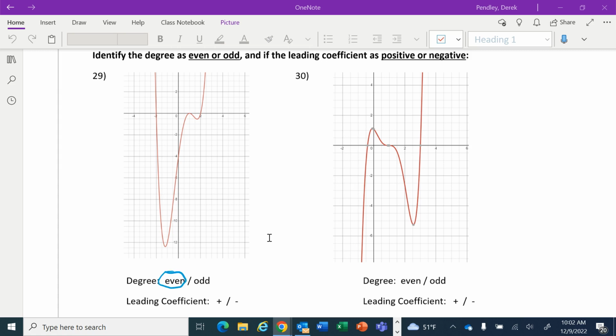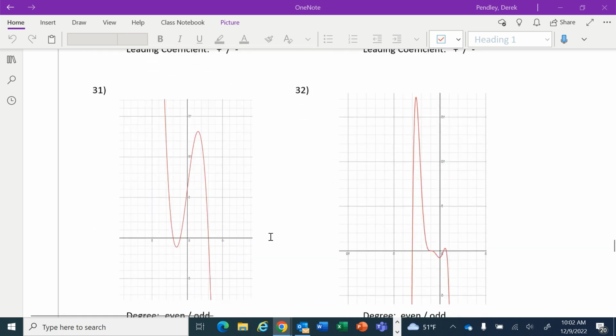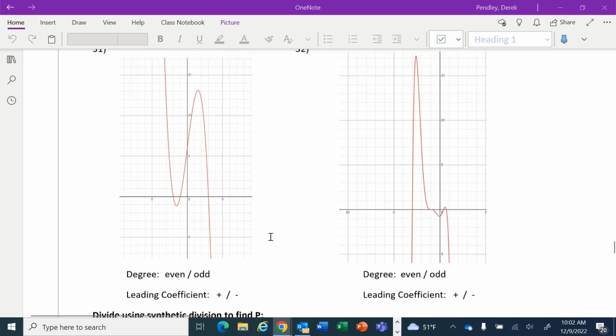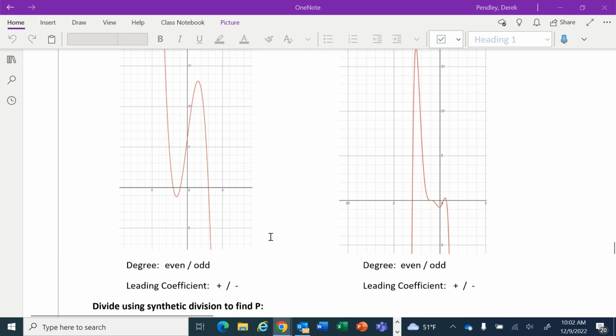And on number 30, they go in opposite directions. The left side goes down, the right side goes up. So I know that's going to be odd. So I'm going to go ahead and circle those. Now let's jump to 31 and 32 to do the same thing. 31 goes up on the left, down on the right. So those are opposites, so that's odd. And 32, they're both facing down. So that means that they're even. They're going the same direction.